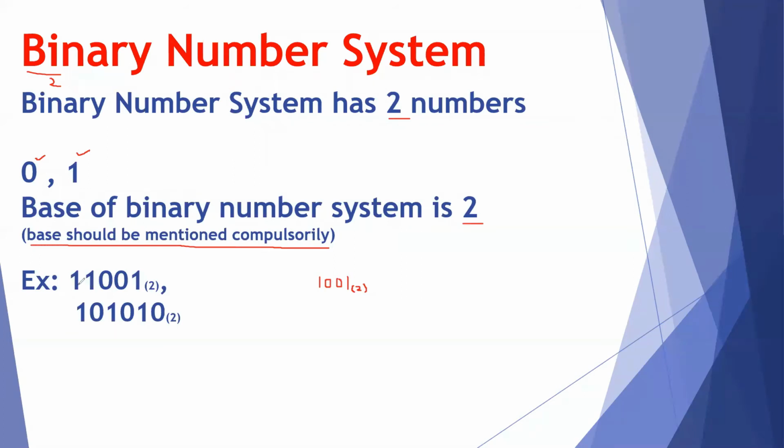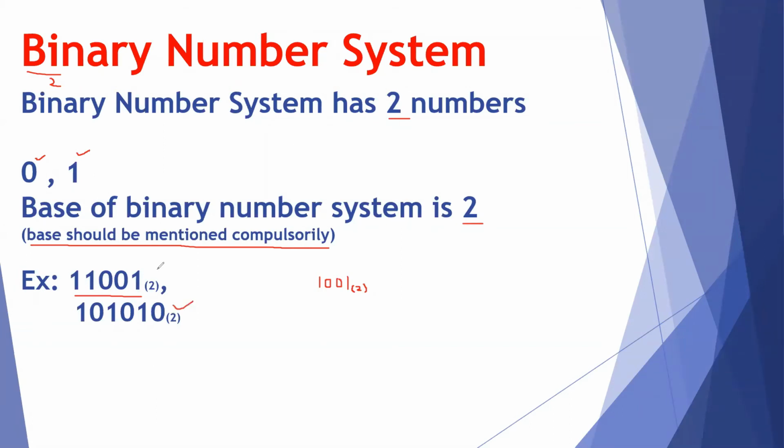Again, the same rule applies. Whatever numbers you are writing here should be present in binary. Here the combination contains ones and zeros: 1, 1, 0, 0, 1, base 2. Similarly, here again 1 is there, which is present, 0, 1, 0, 1, 0. So all the numbers are present in this binary, so both are binary number systems.